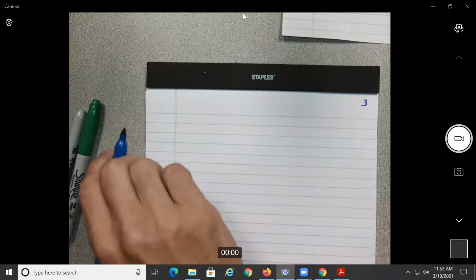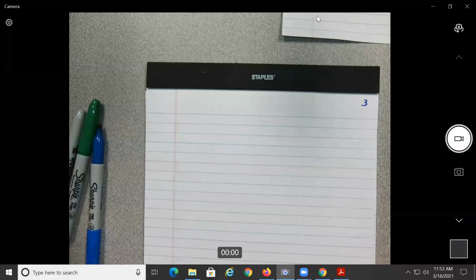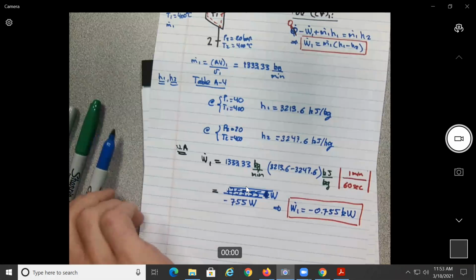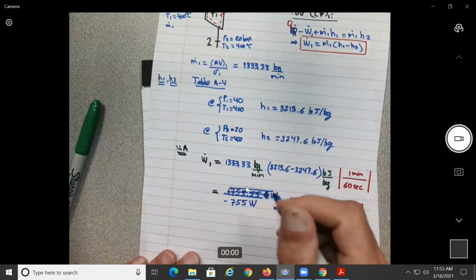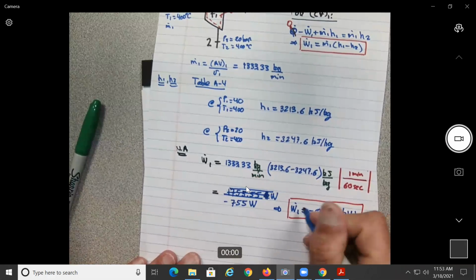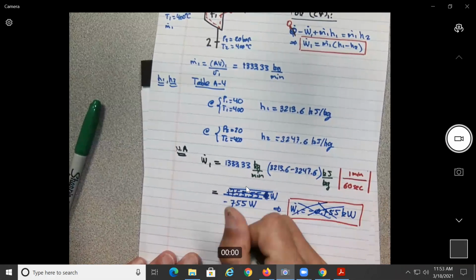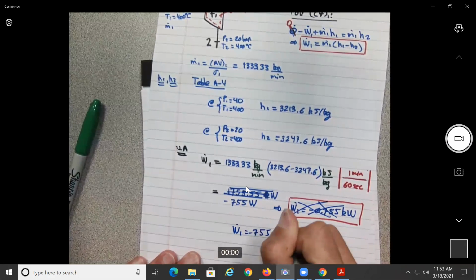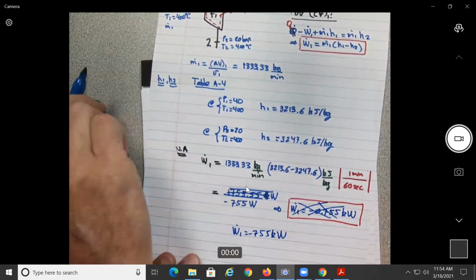Okay, so for turbine 2, okay guys, one good observation, I didn't pay attention. This is kilojoules, the kilogram cancels, so it's kilojoules per second. So this should already be kilowatts over here. All right, so let's remove this one. This should be here. Let me scratch this one, and at the end we have 700 minus 755 kilowatts.